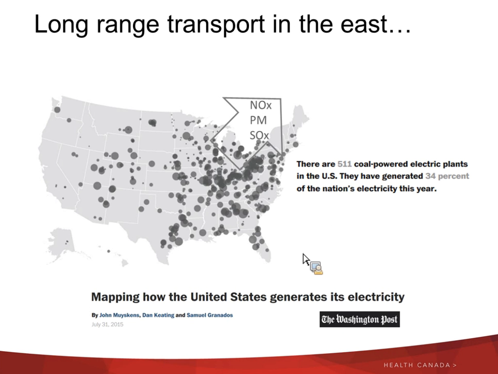So this is also an issue in eastern Canada. This is a map of coal-fired power plants across the U.S. And you can see the concentration of these plants upwind of eastern Canada. And so these generate pollutants and pollutant precursors that get transported to eastern Canada. And from the sounds of it, this situation could get worse in the next few years rather than better.